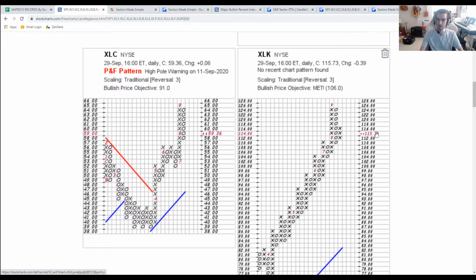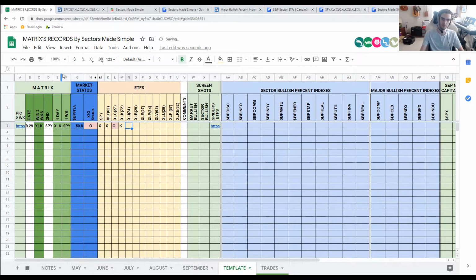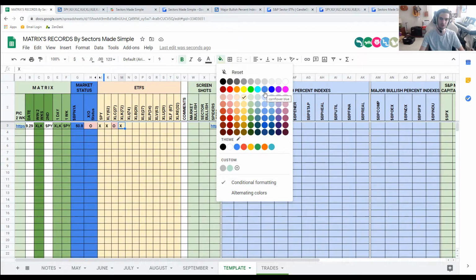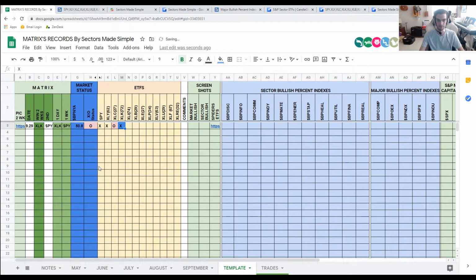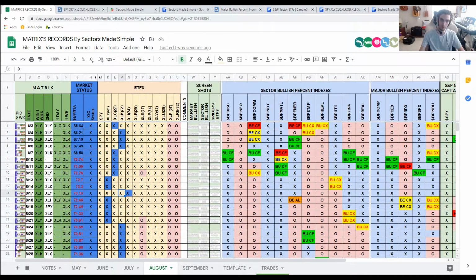Technology, XLK, is in a column of X's. Whoops. Come on. And remember, technology is our 2 week winner, so we can keep track of it. We're going to change it to blue. The reason is, when we go back in time, we can see who our leaders were every single day in a very easy to follow way. Kind of a giant game of Snake.